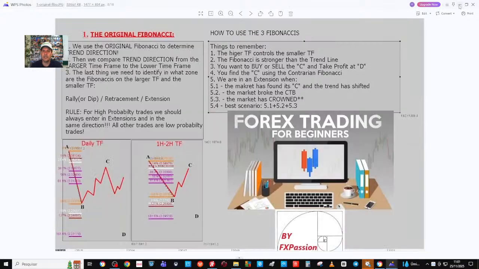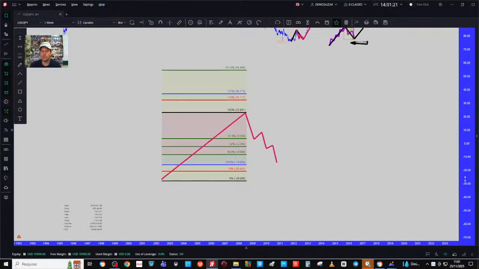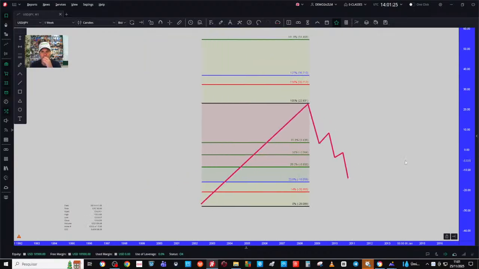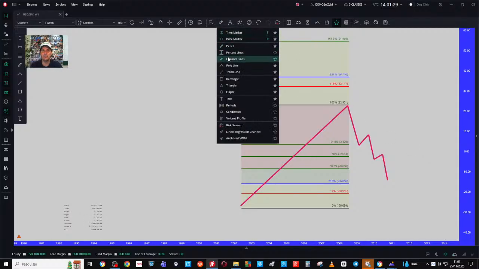Now, what does this mean? Alright, so if the original Fibonacci is showing us trend direction, just an example.